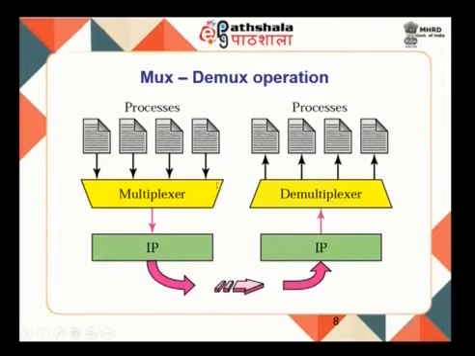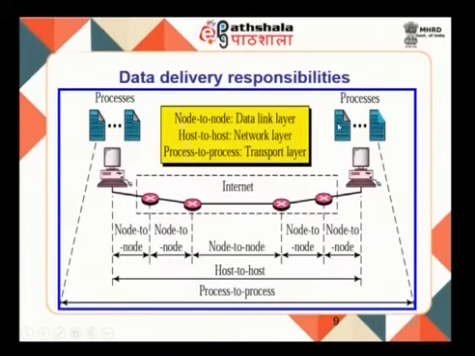As I said, this mux demux operation, you can see that there are multiple processes on this side and similarly multiple processes on the other side. This is the job of the multiplexer, that is this is what the transport layer is doing, taking from the process and passing it on to IP to be delivered across the network and to be demultiplexed on the other end and passed on to the correct process at the receiving end.